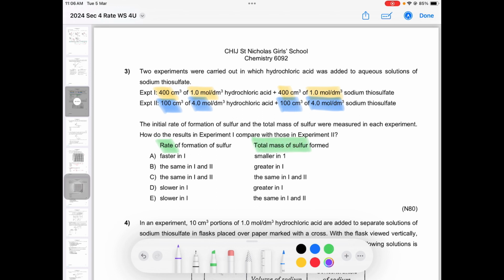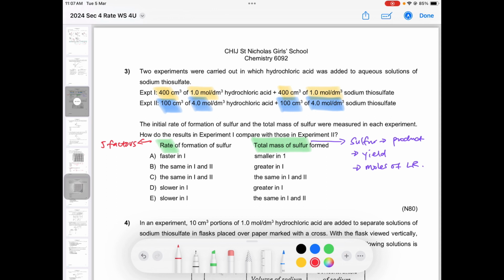For this particular question, what you have to remember is the sulfur formed is a product. So they are interested in the yield. What is the total yield, which is affected by the amount, or the number of moles, of the limiting reagent. So if you want to know how much sulfur is formed, you have to do a calculation on the number of moles of limiting reagent. Now, in terms of rate, there are 5 factors that we covered yesterday.